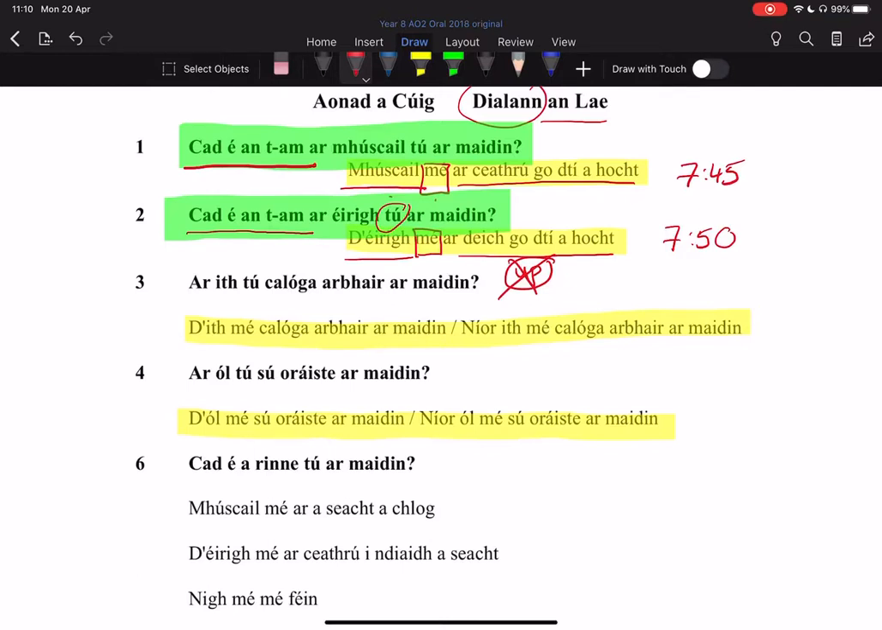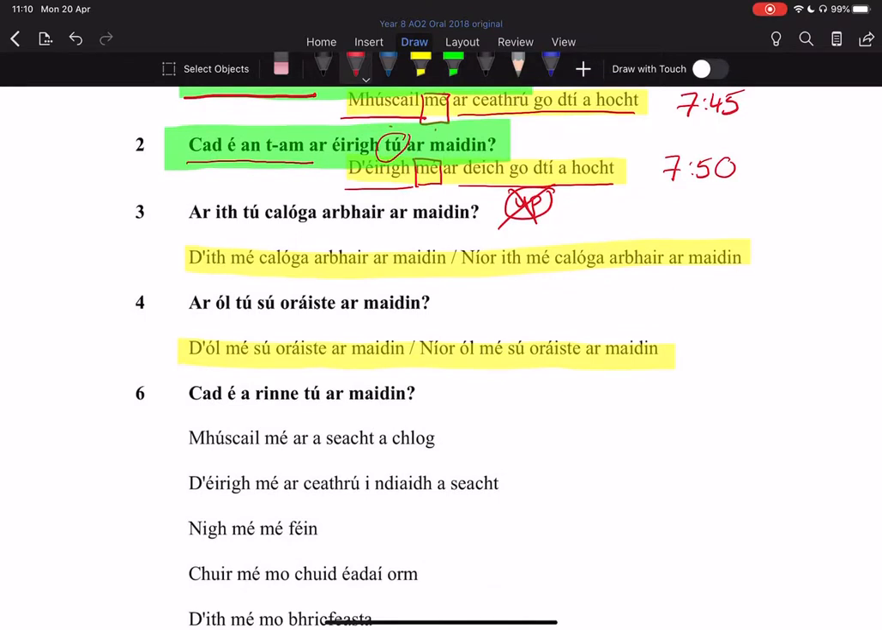Okay, so let's look at our answers to number 3, and let's try and work out chronologically in the day. You'll see with question 3, we have 2 possible answers, and there's only a slight change at the very start. Ith mé. Ith is the Irish for eat. So d'ith mé, I ate something ar maidin, this morning. Níor ith mé, that's the negative. I didn't eat cornflakes this morning.